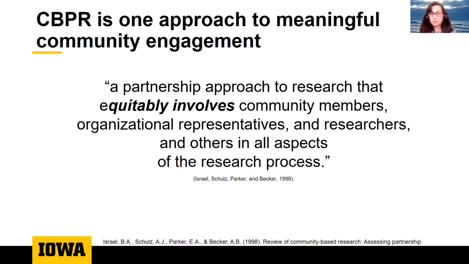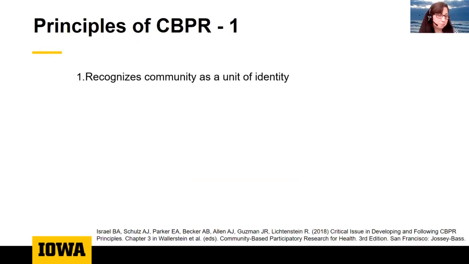CBPR, community-based research, is guided by 10 principles. The first being recognizing community as a unit of identity. Units of identity are socially constructed, created, and recreated through social interactions. Community is characterized by identification with an emotional connection to other members, common symbol systems, shared values and norms, mutual influence, collective interests, and joint commitment to meeting shared needs.